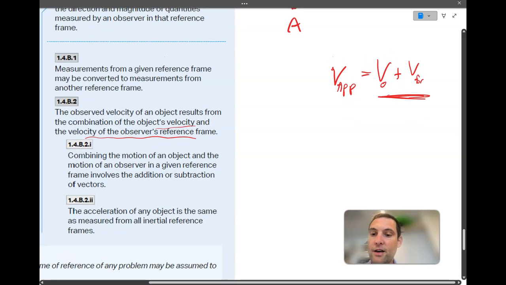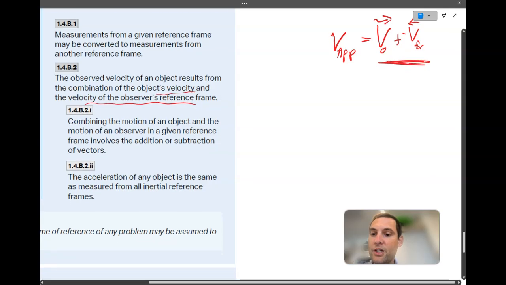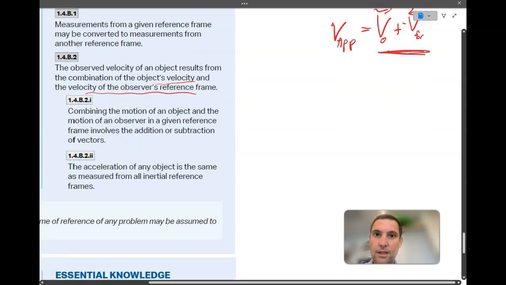Combining the motion of an object and the motion of an observer in a given reference frame involves the addition or subtraction of vectors. These are vector quantities, so maybe this is going to be negative. So this is going to be adding a negative here, if that's the case. Just remember, use your vectors. Vectors mean direction.